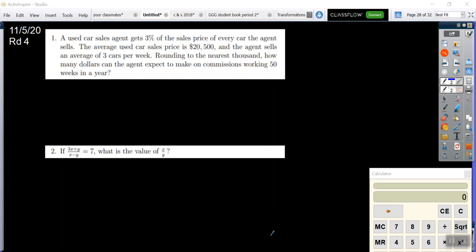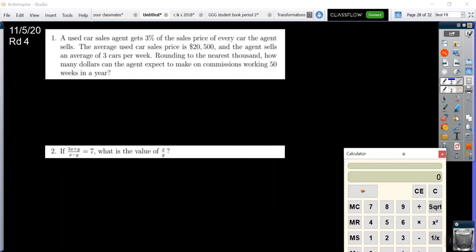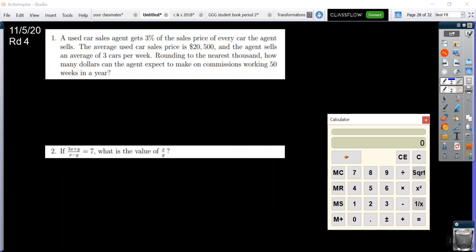50 weeks a year. Well, the first thing we need to do is figure out how much an agent makes in 1 week, and then we can multiply that by 50. So that's kind of our game plan. So if you're going to make 3% on $20,500, how much money is that? Well, we're going to take our calculator out. We're going to do 20,500 multiplied by 0.03. And so that means we're going to be making $615 per car.